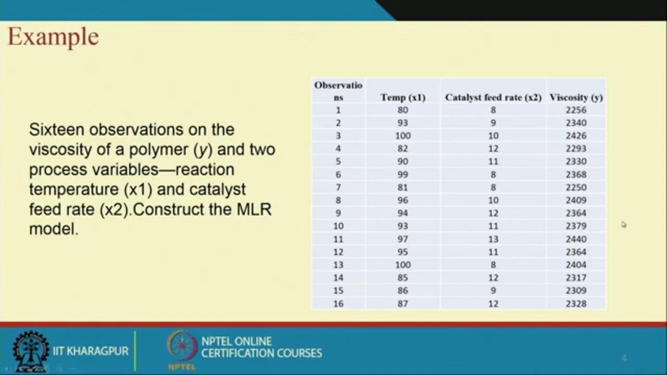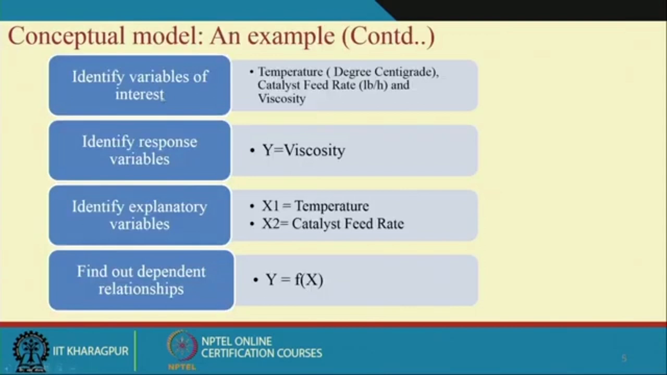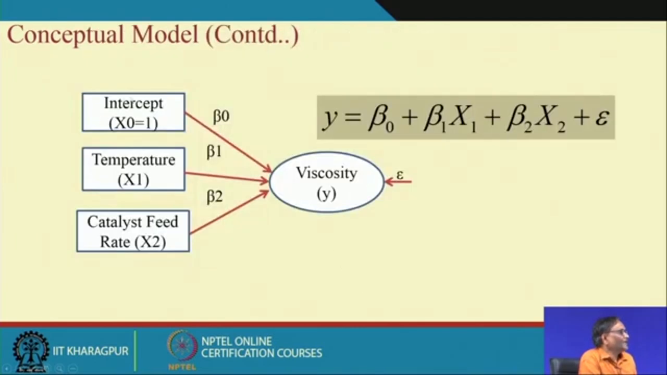So, what is the usual procedure? Procedure is like this: find out the variable of interest. In this particular example, temperature, catalyst feed rate and viscosity. Then identify the response variable, which is the viscosity. Then the explanatory variable or independent variable, temperature and catalyst feed rate, and our characterization relationship is y equal to function of x. So, this multiple linear model will be like this: y = beta 0 + beta 1 x 1 + beta 2 x 2 + epsilon.